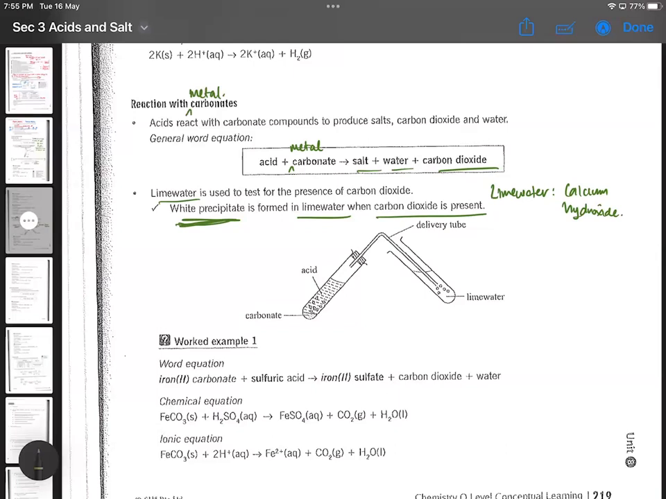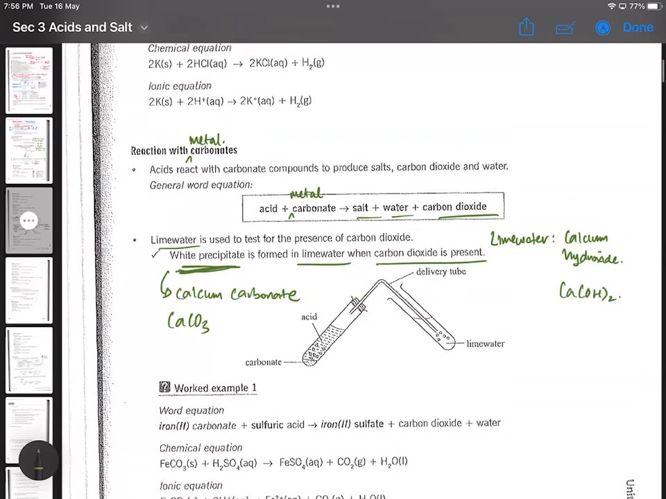Now, what's the identity of this white PPT? What is actually the white PPT? The white PPT is calcium carbonate. Formula CaCO3. This formula is Ca hydroxide. Okay, it's not given over here. Let me give you the equation involving lime water and carbon dioxide.